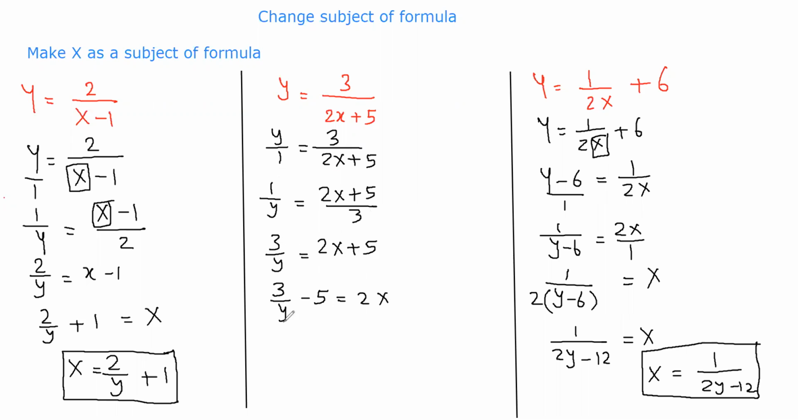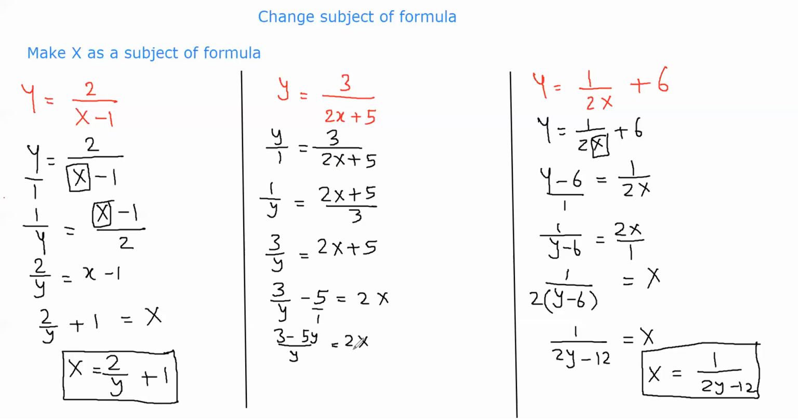Now I have to simplify this expression here. So how can I simplify? y times 1 is y, 1 times 3 is 3, y times 5 is 5y, is equal to 2x here.